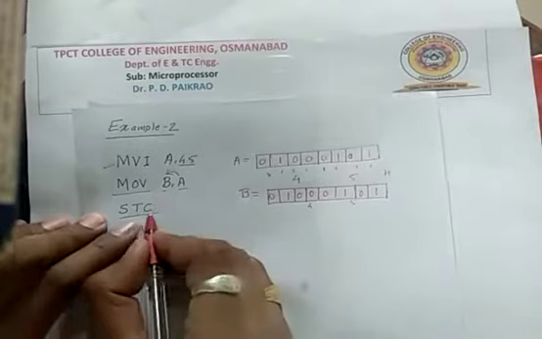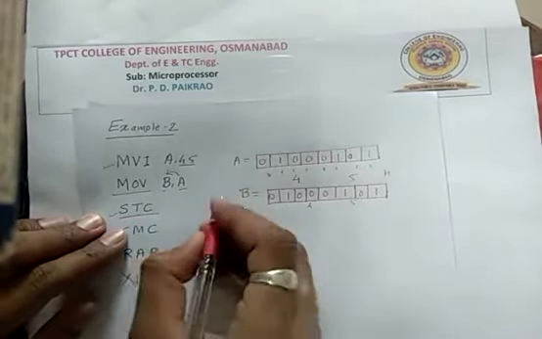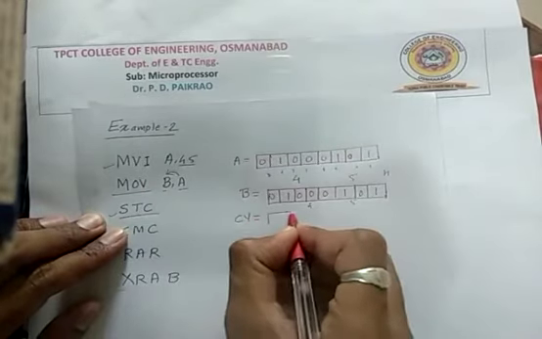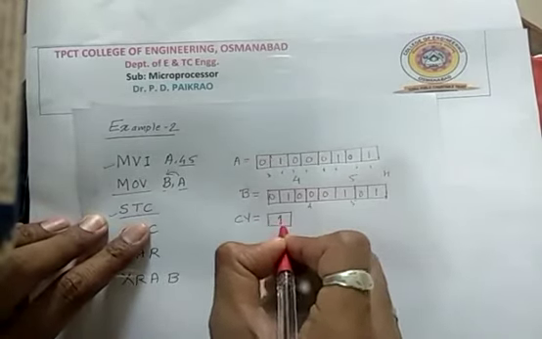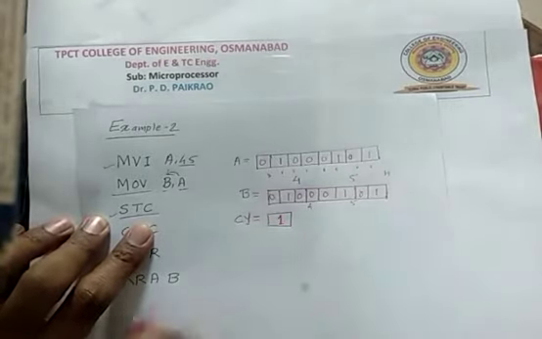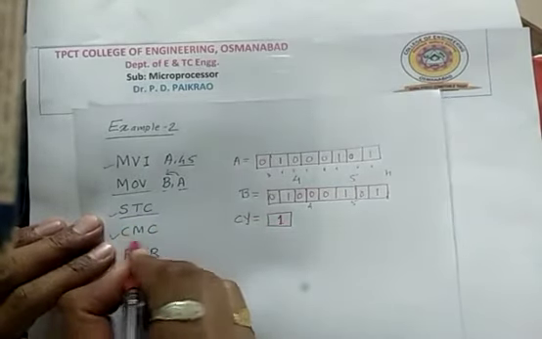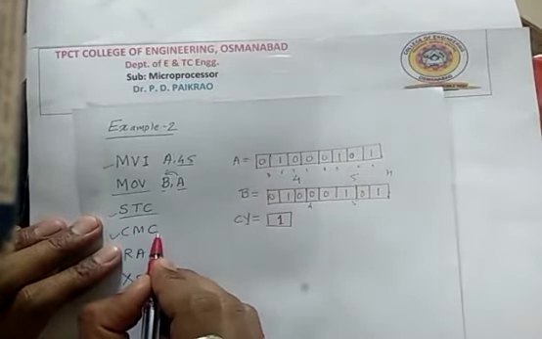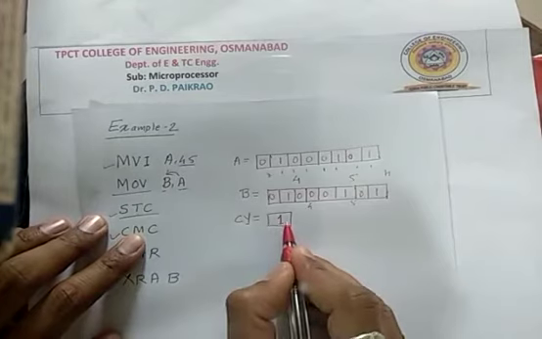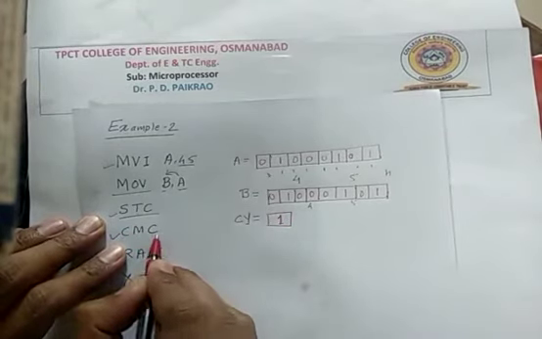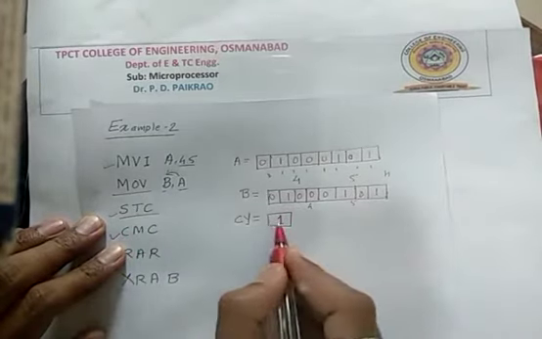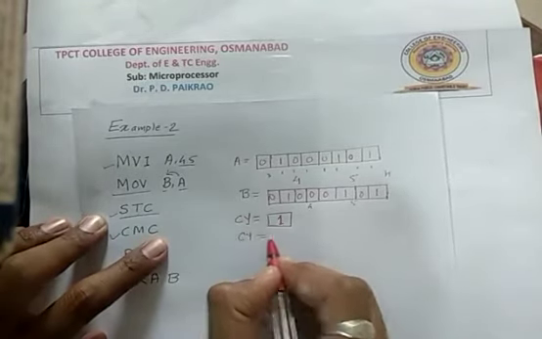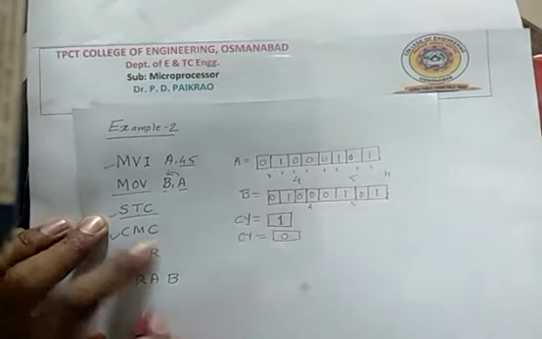Now STC, this is set carry flag. After the execution of this third instruction, the carry flag CY equals 1, so the carry flag is set to 1. The next instruction is CMC, which is complement carry. Previously we had carry equal to 1. After the execution of CMC, the complement of 1 is 0, so carry equals 0.